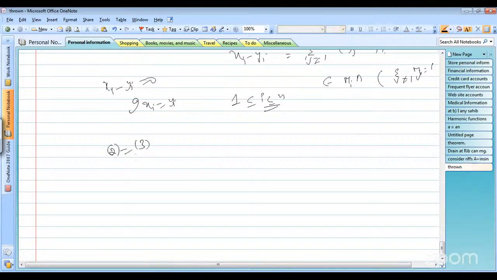Now 2 implies 3. Suppose M is M1 plus M2 plus and so on, x1 plus x2 plus xn, then P1 plus P2 plus and so on plus Pn is equal to the identity on M, for i not equal to j.